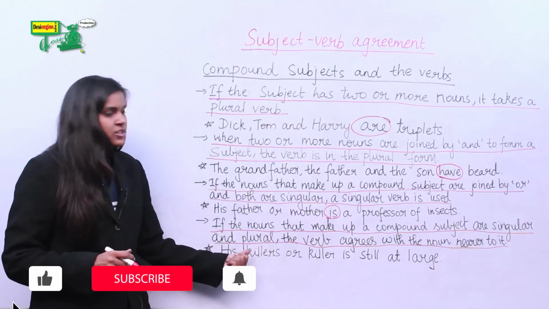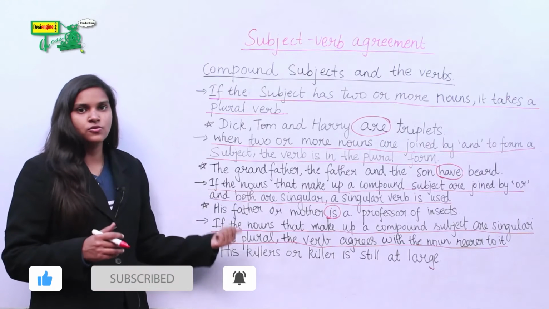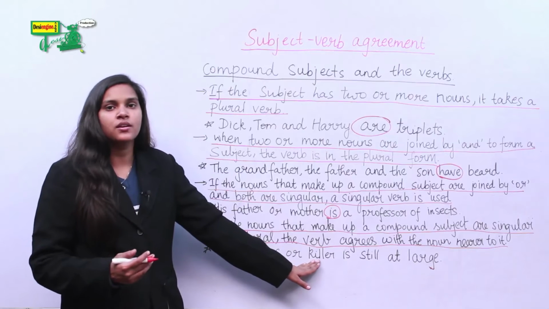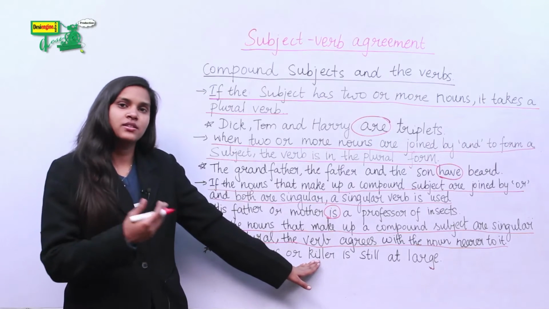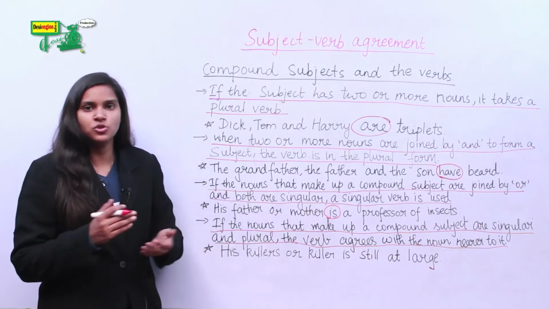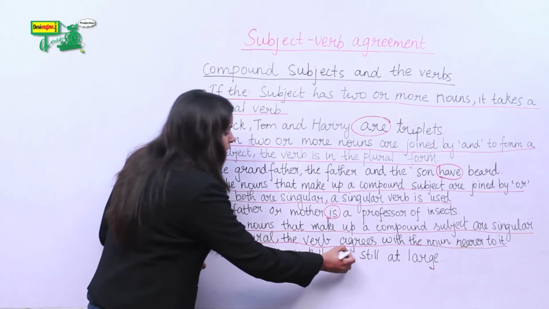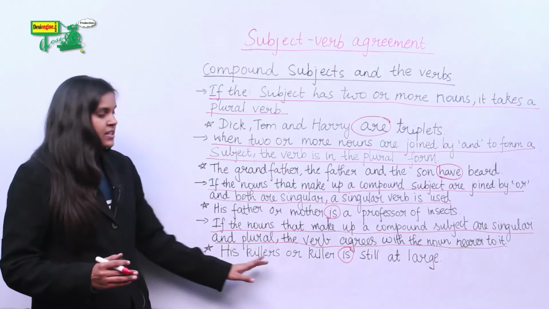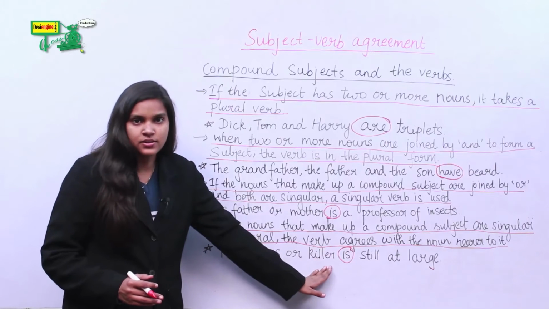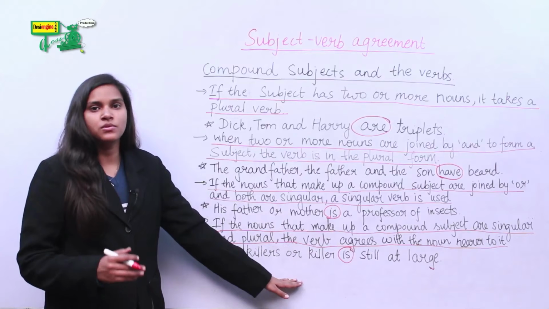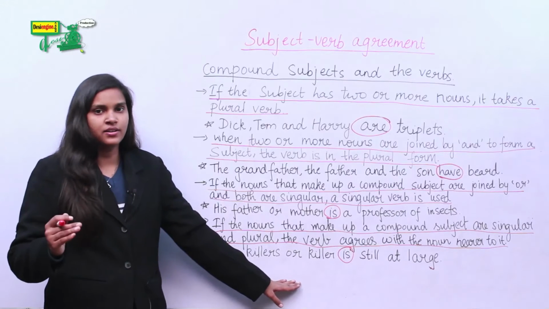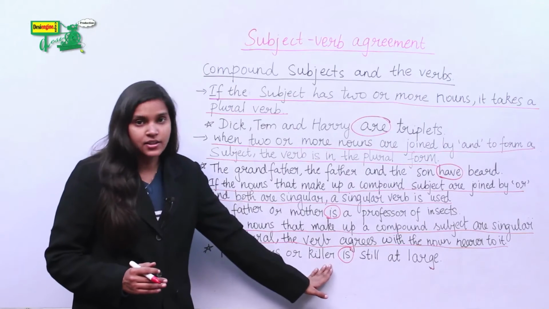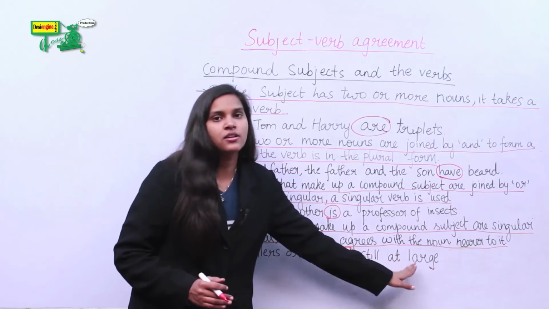So, according to the rule that we just read, it should follow that the verb should be in the singular form because the noun killer is nearer to it. And killer is in the singular form, therefore the verb should also be in the singular form. If this sentence had been like, his killer or killers, then the verb that would have been used is are. So the sentence would have become, his killer or killers are still at large.